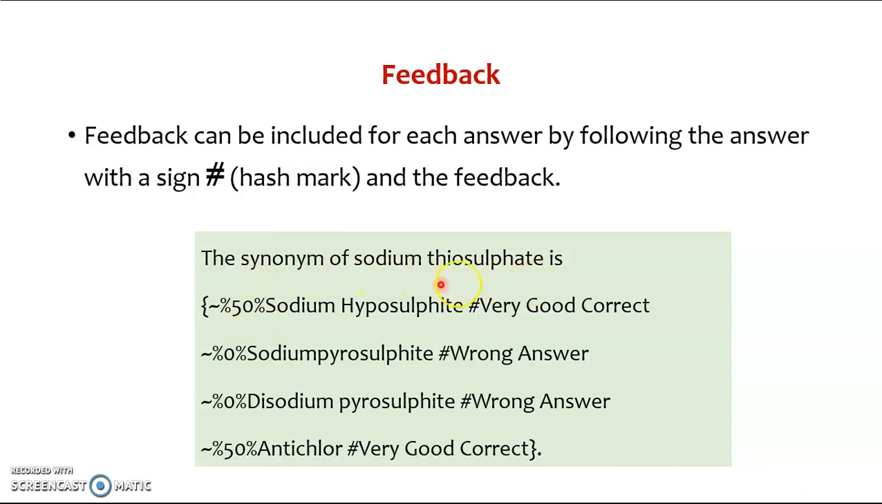You have to write down the question statement, then curly brackets, tilde, percentage, weightage of that particular option, percentage, write down the option, followed by a hash mark, and write down your feedback. Then press enter, then write down the second option along with these symbols, and then put a hash mark and write down the feedback. Similarly, you can do it for all the options. So by using these simple steps, you can insert the feedback for each option.